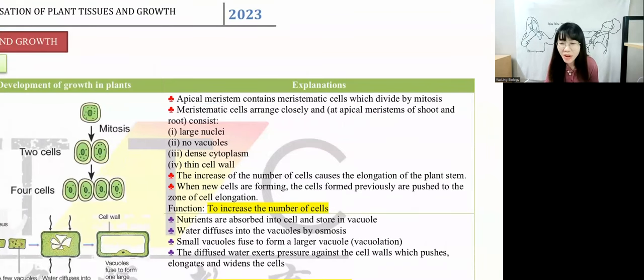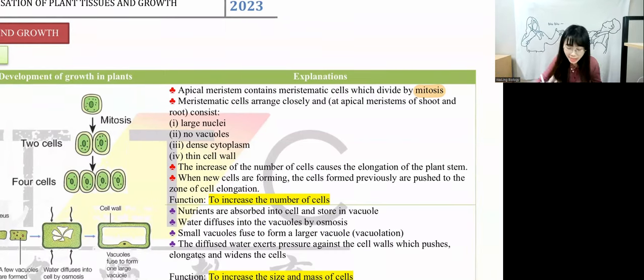Can you tell me what does meristem mean again? Meristem means young plant cell. So as a young cell, they need to grow. So when they are growing, we have to carry out mitosis. Mitosis produces genetically identical cells. It means the same. So 1 to 2, 2 to 4, with no problem, they keep on growing. In these cells, they arrange closely because they want to grow more, right? They arrange closely. The nucleus is larger. They have no vacuole. Then dense cytoplasm, thin cell wall.